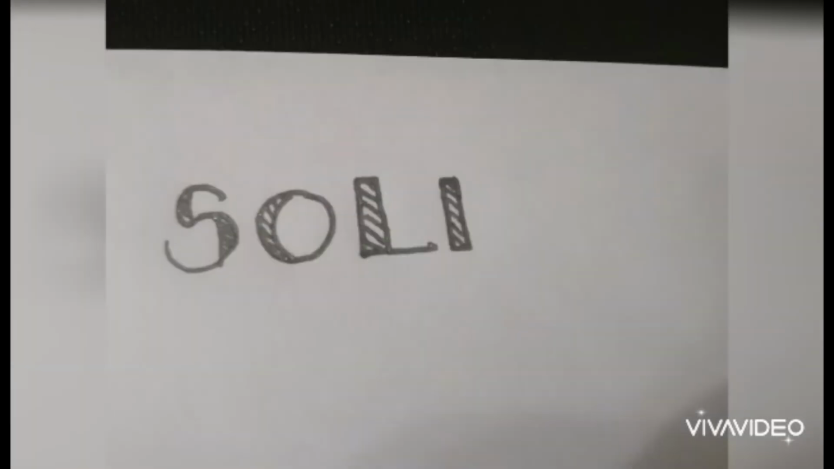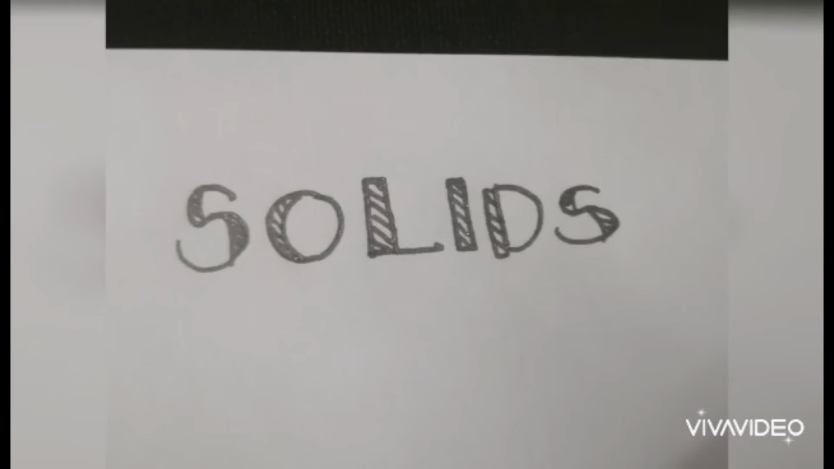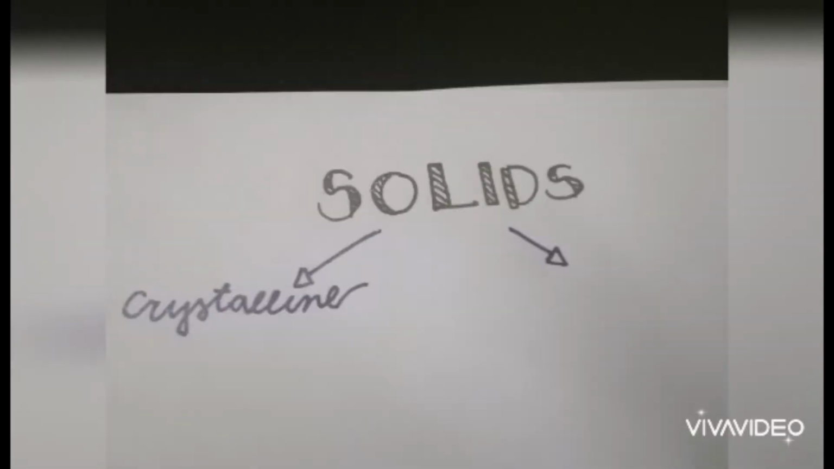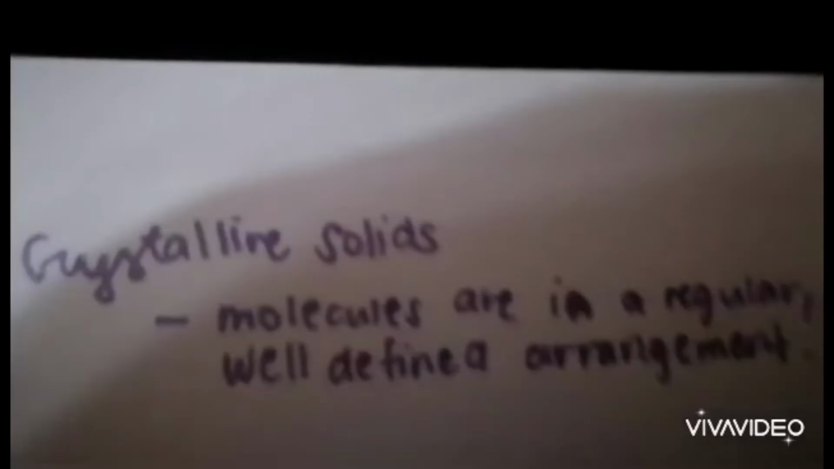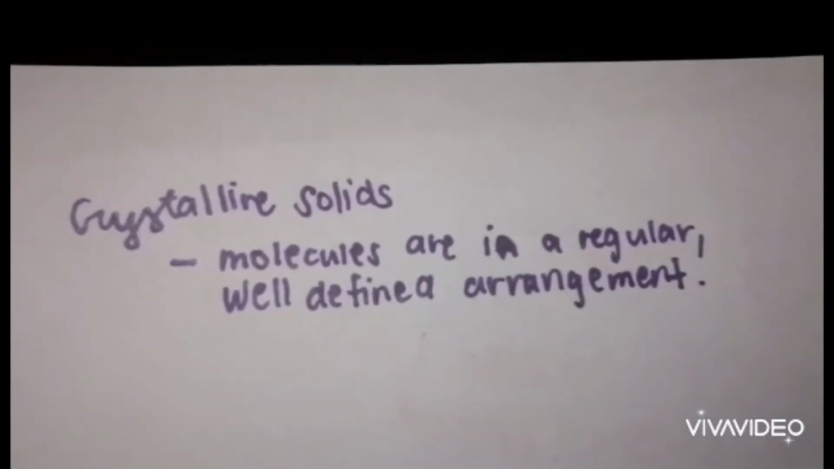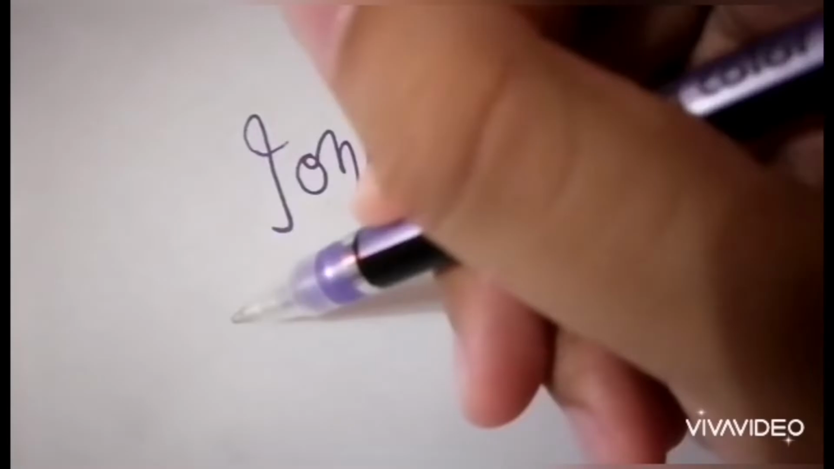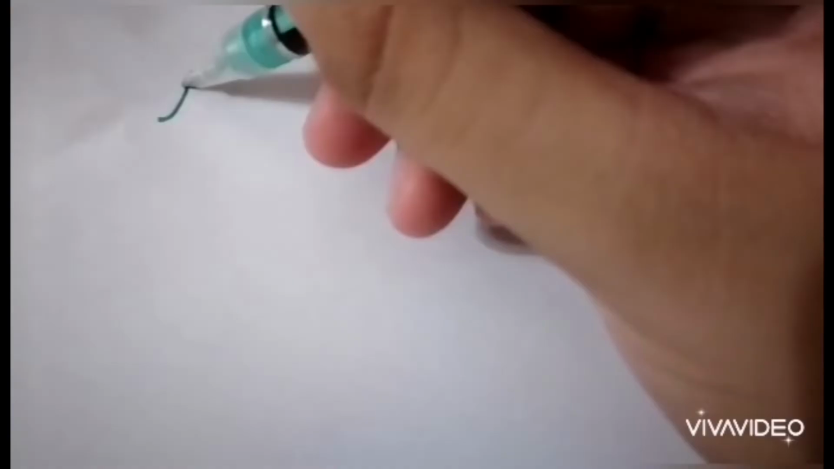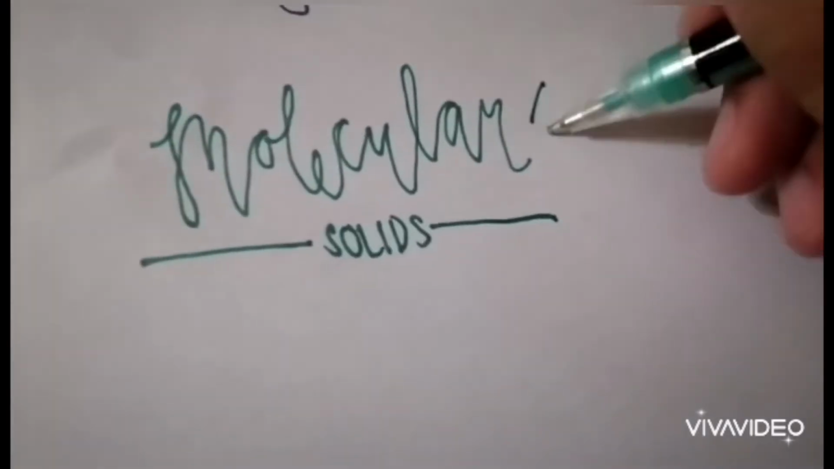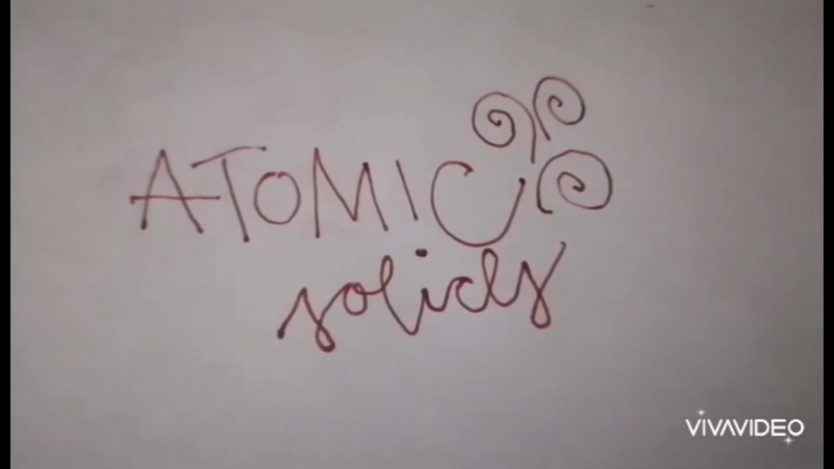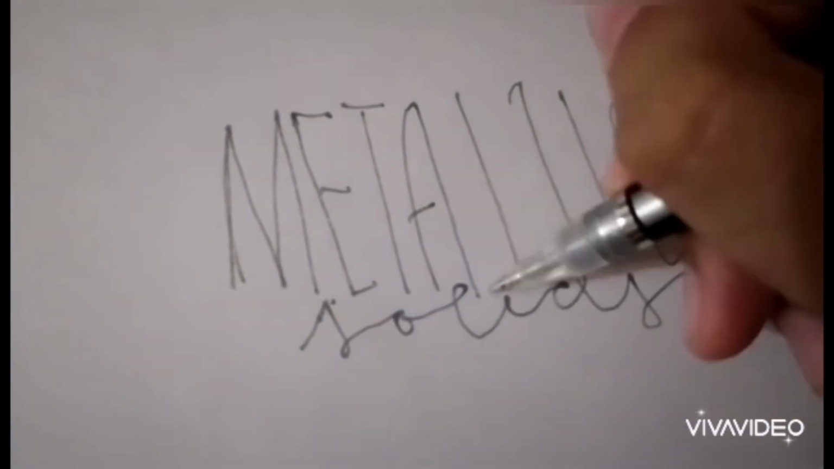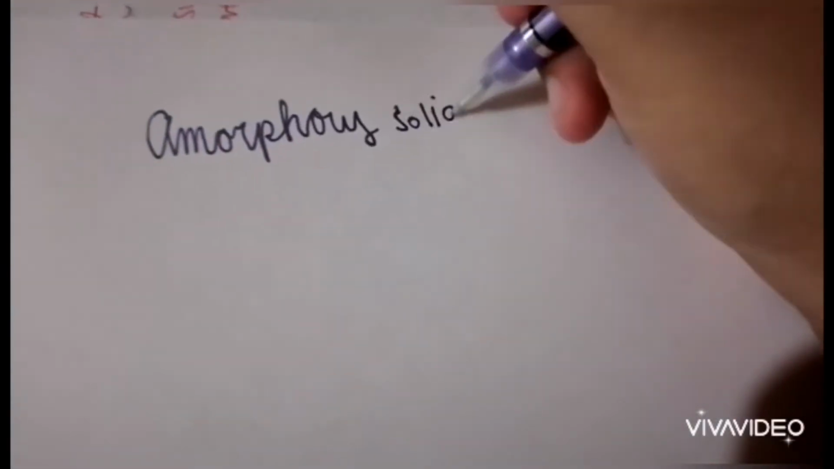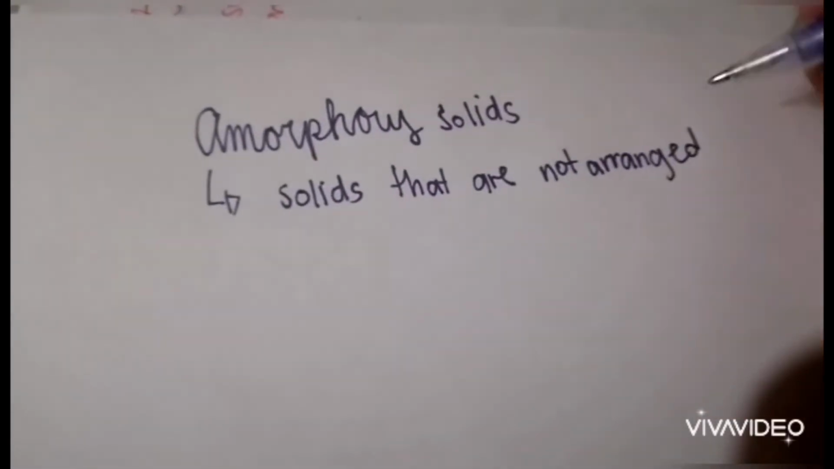Let's look at some properties of solids. There are two types, namely crystalline solids and amorphous solids. Crystalline solids are solids that exist in a regular, well-defined arrangement. We have ionic solids, molecular solids, atomic solids, and metallic solids. Amorphous solids are solids that are not arranged in a regular order.